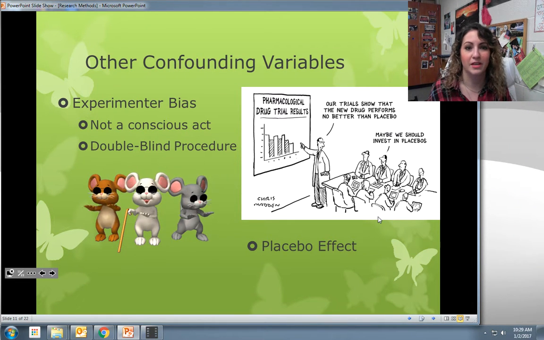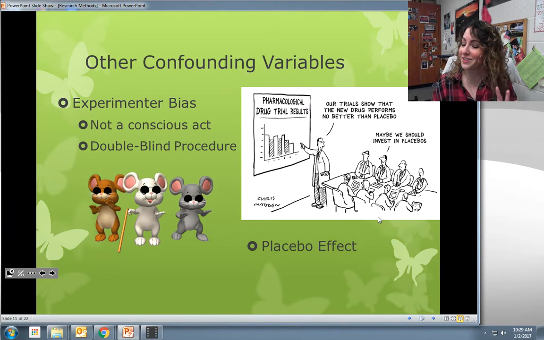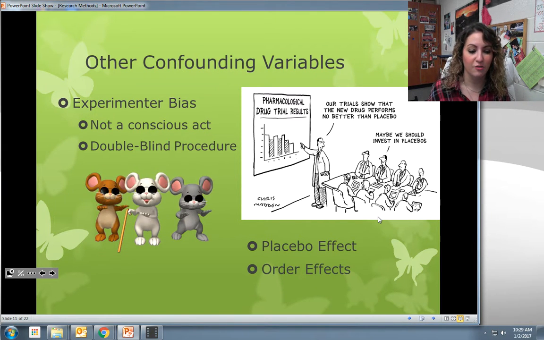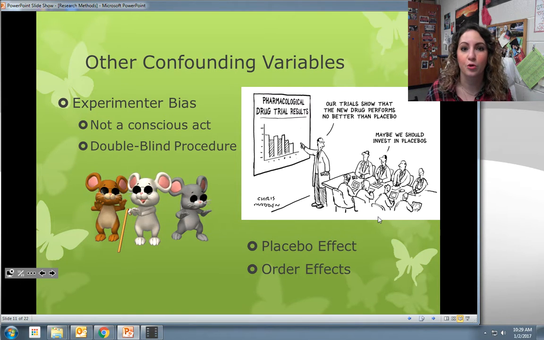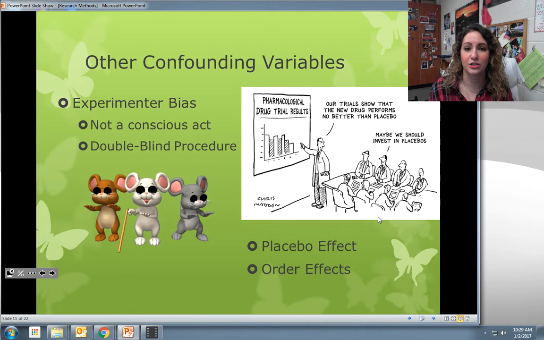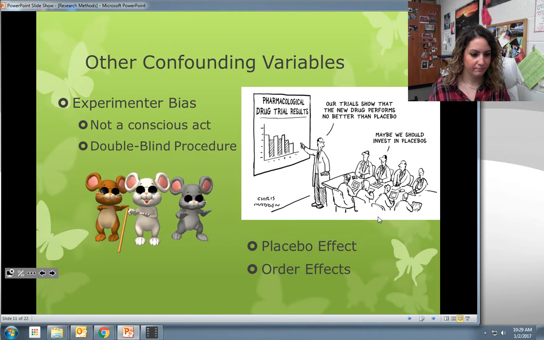They might actually be getting better just because of a little bit of hope that they're getting better. That's the placebo effect. Another one is an order effect. The order in which you do the experiment might actually change the experiment, depending on what you're studying.